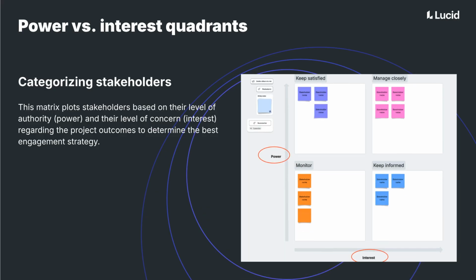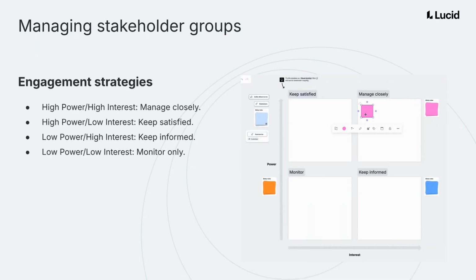Explaining the power versus interest quadrants. This matrix plots stakeholders based on their authority and concern regarding project outcomes to determine the best engagement strategy for each specific person. Strategies for managing each stakeholder group involve managing high-power, high-interest partners closely, keeping high-power, low-interest groups satisfied, and ensuring low-power, high-interest individuals stay informed with regular updates.